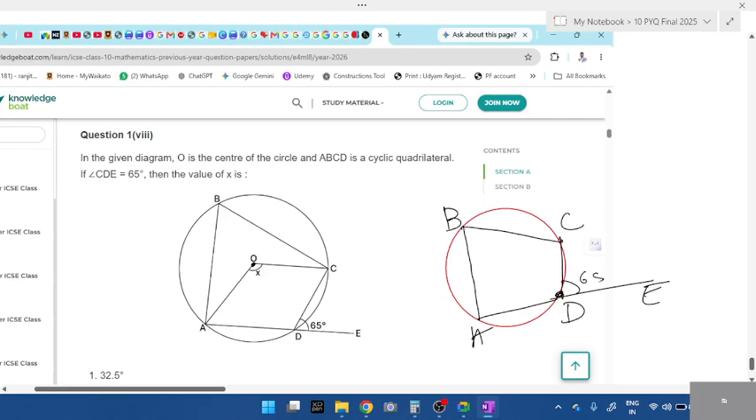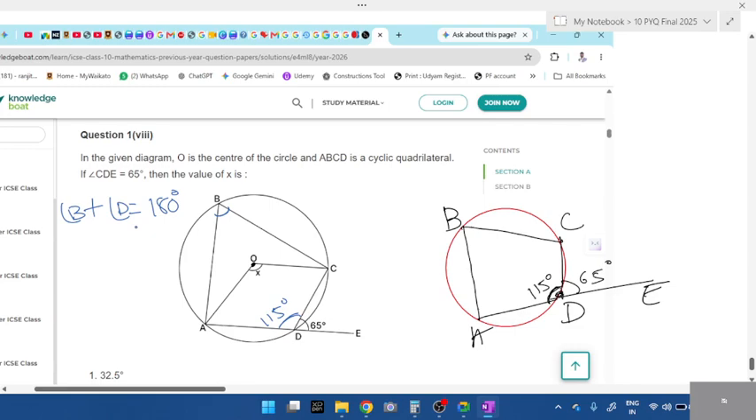If this is 65 degrees, or you can even use the straight line. If this is 65, what is the inside value? 115. Those who get confused, you can use the inside one. Find the value of CDA. Isn't it 115 degrees? If that is 115, how are angle B and angle D related? Opposite angles of a cyclic quadrilateral should add up to 180.